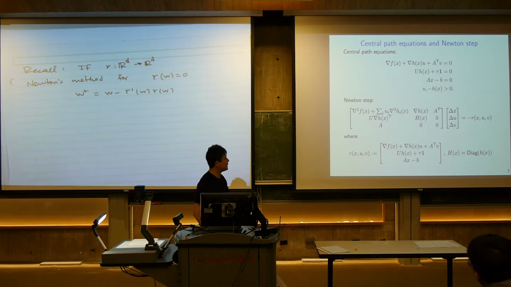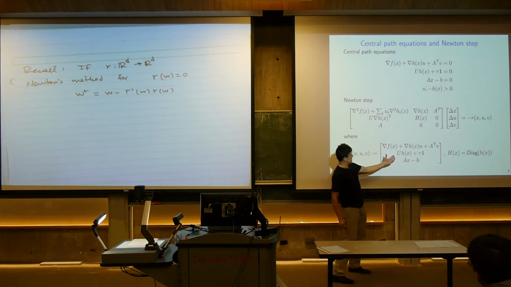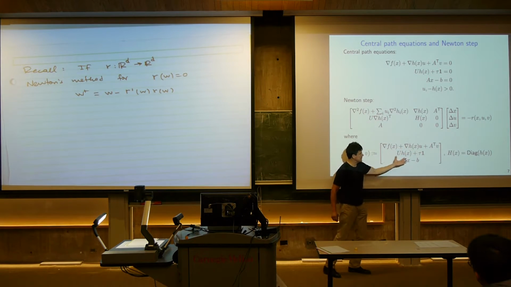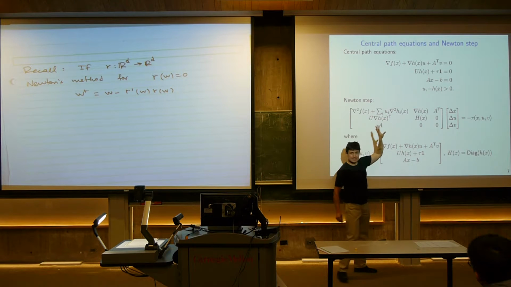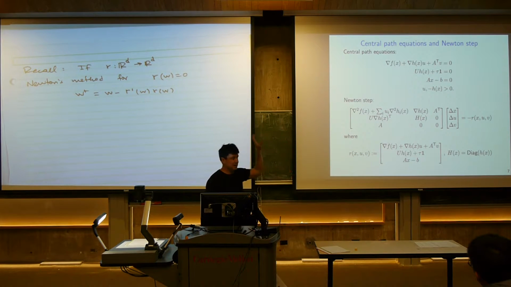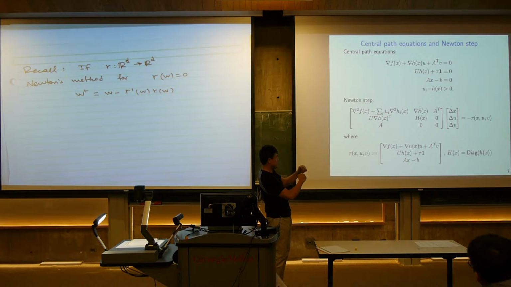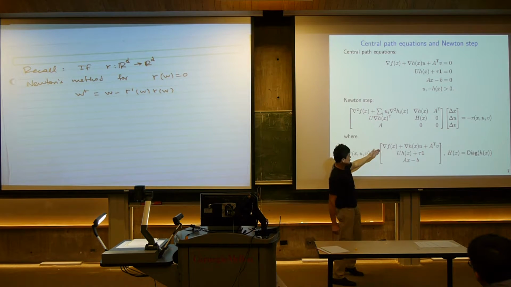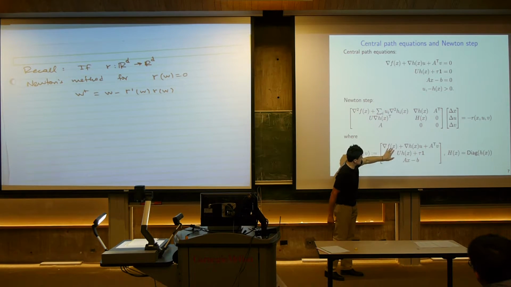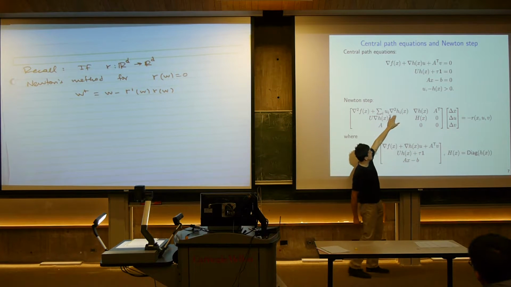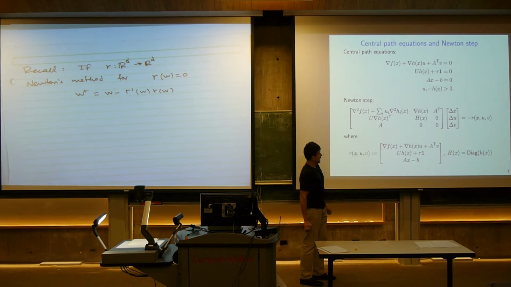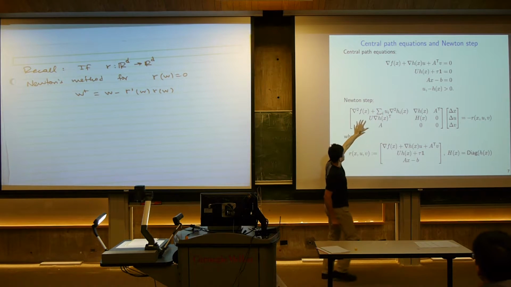So think about our R as this guy. This is our R. These are the equations that we want to solve. This guy here is the Jacobian of R. If you go through the drill of computing the derivatives of each one of these functions, when you compute the derivatives of the gradient, you get the Hessian. When you compute the derivatives of all these terms with respect to x, you get the Hessian of all the h_i.